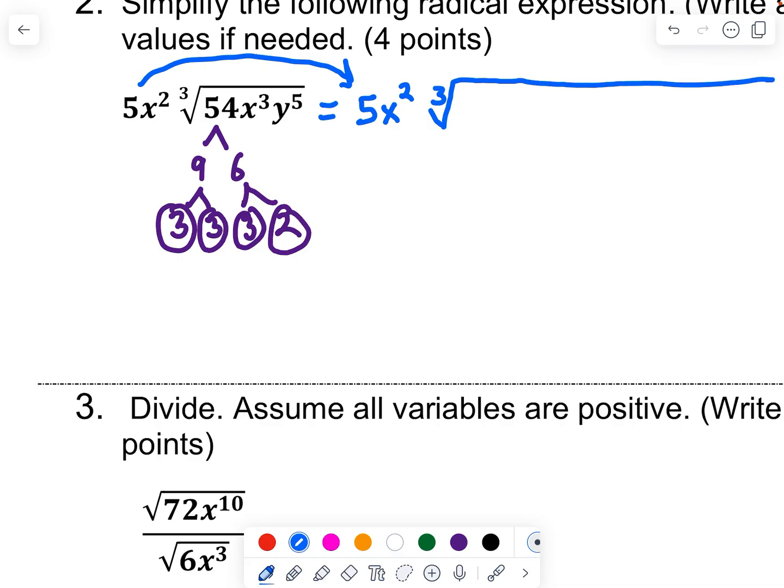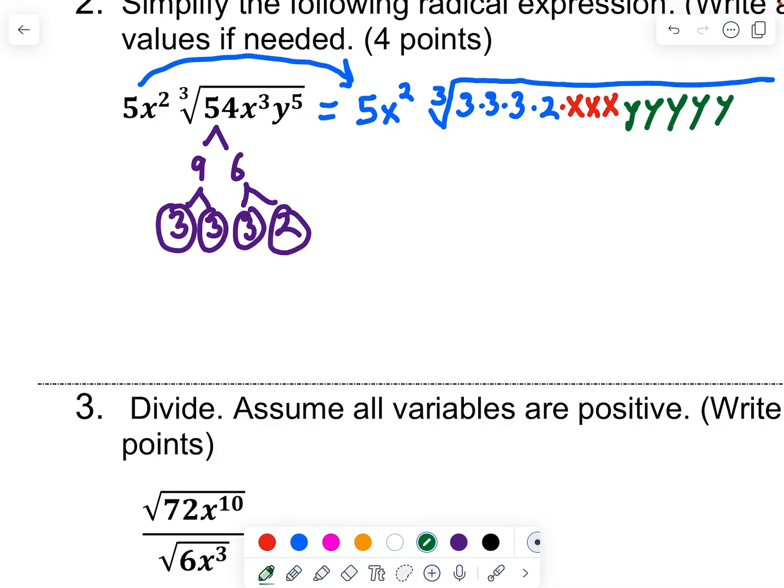Okay, instead of 54, I am going to be writing 3 times 3 times 3 times 2. And then I've got 3 x's there, so times x times x times x. And then I have 5 y's. So 1, 2, 3, 4, 5.